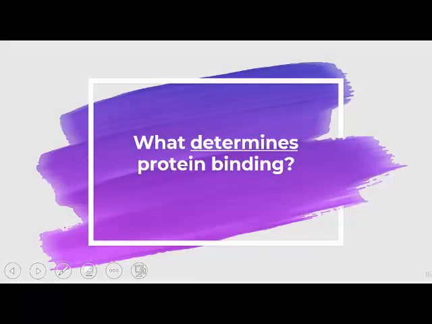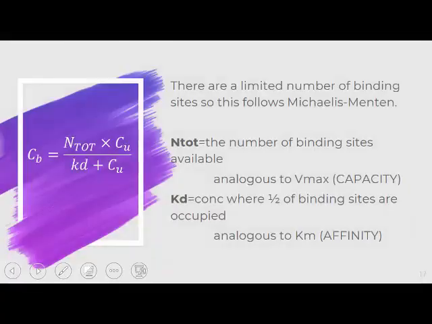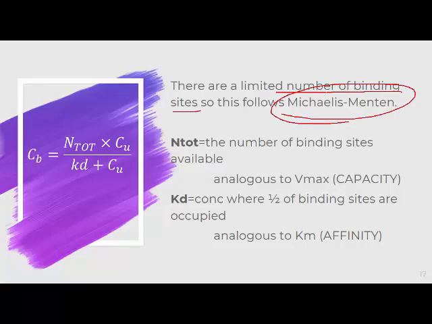Now, when we think about really what's changing volume, it's plasma and tissue protein binding. So what are the determinants of protein binding? So we're going to dig one level deeper so that we can understand what determines binding. We know that there's a limited number of binding sites, so there's a limited number of protein binding sites. So this follows Michaelis-Menten kinetics.